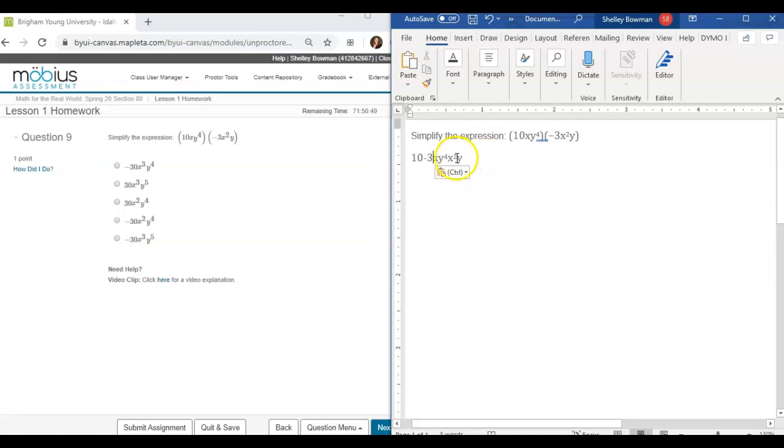Multiply 10 times negative 3. Move my x squared over to here so I can see my x's and my y's all together. So I'm just going to multiply 10 times negative 3, which gives me negative 30.